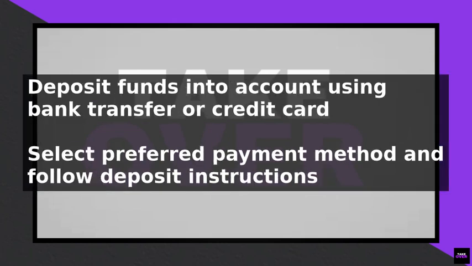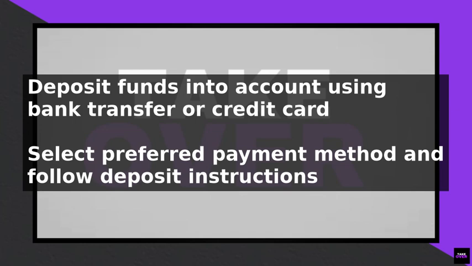Once your account is verified, you can deposit funds into your account using various payment methods such as bank transfer, credit card, or other cryptocurrencies. To do this, go to the Account section, click on Deposit, and select your preferred payment method. Follow the instructions to complete the deposit process.